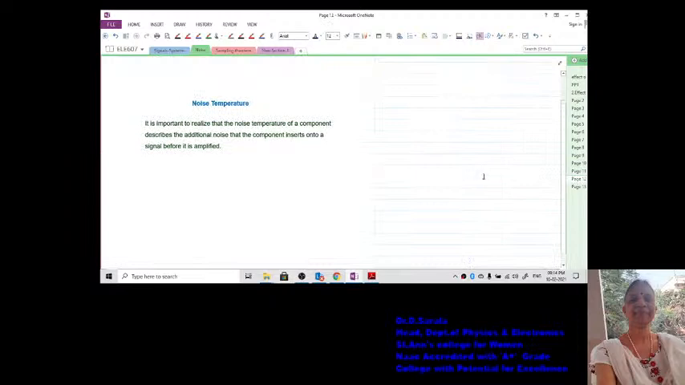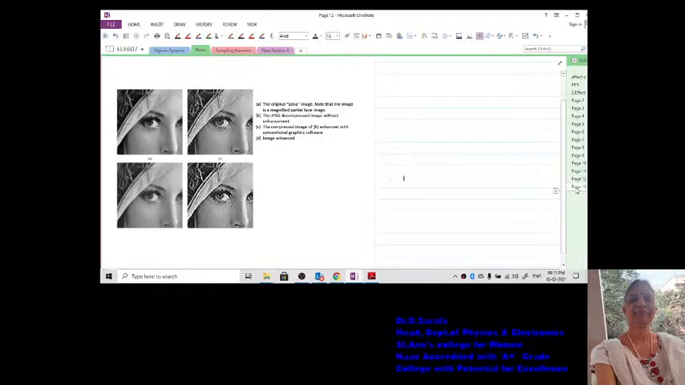noise temperature. Before we go to the noise temperature, it is important to realize that the noise temperature of a component describes the additional noise that the component inserts into a signal before it is amplified. So before a signal is amplified, there is some amount of noise that is introduced by the component, and thereby the temperature of the system will be increasing.